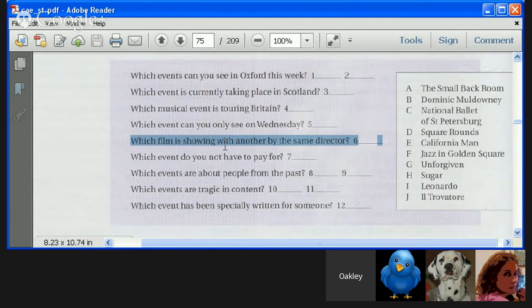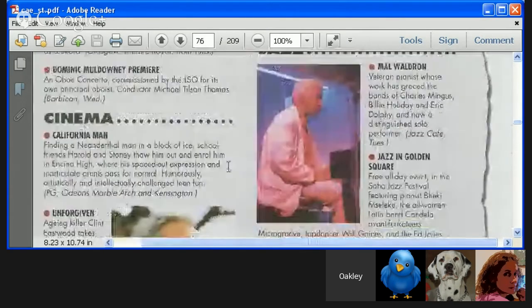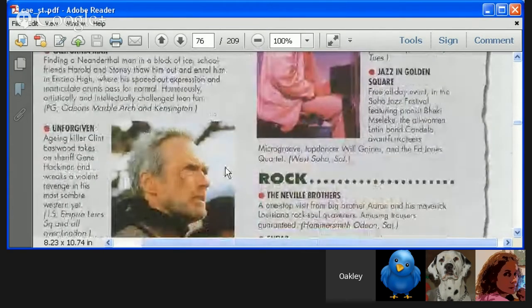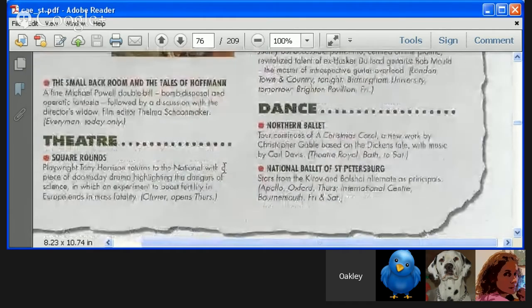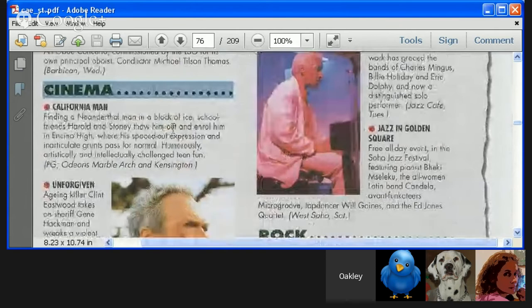what are we going to look for here? Where are we going to look? In what area? I think it's fairly obvious. We're going to look in cinema. Film, cinema. In that case, you would have to know the film and cinema are the same thing.